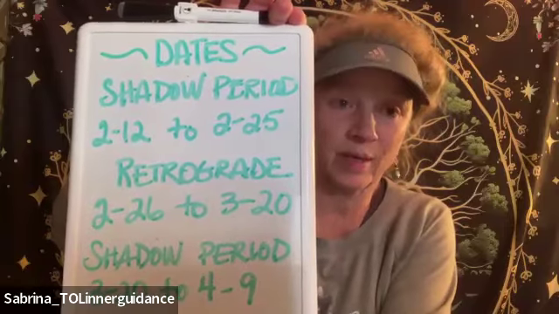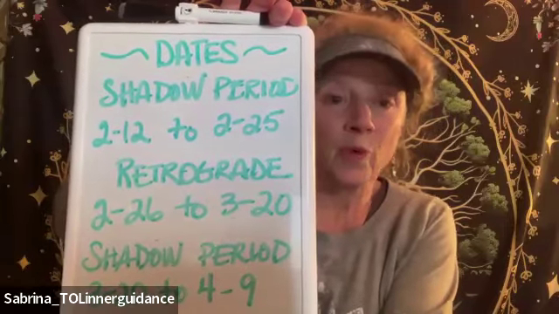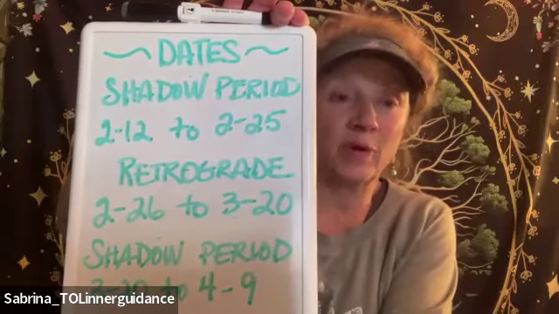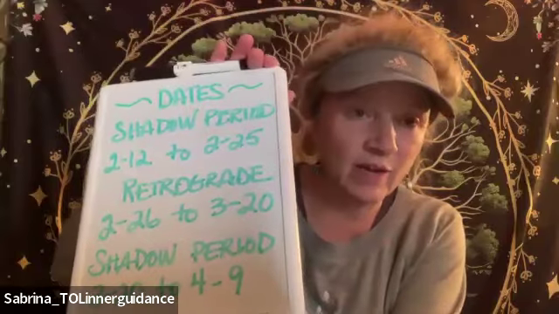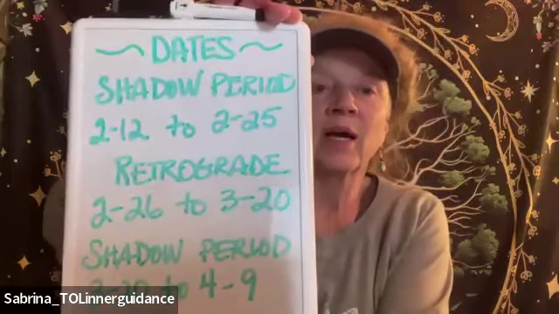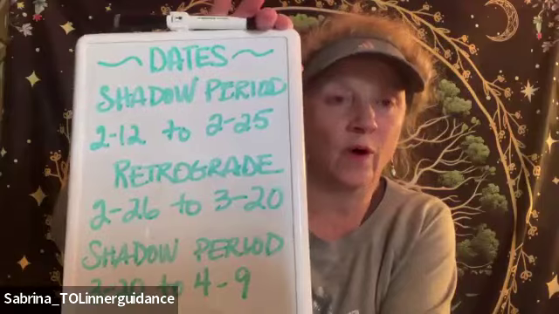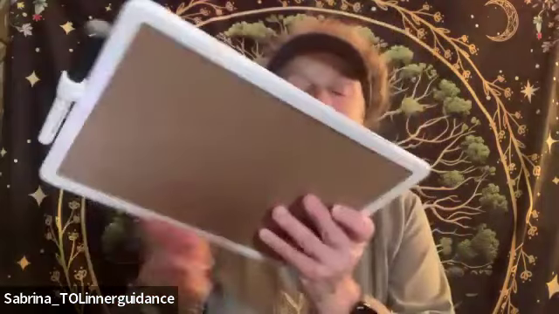I'm going to tell you what that means. Don't worry. The retrograde period is 2/26 to 3/20. Seems like forever. Just wait. And then the shadow period's there again from 3/20 to 4/9. Now, let's talk just real quick about what the shadow period means.